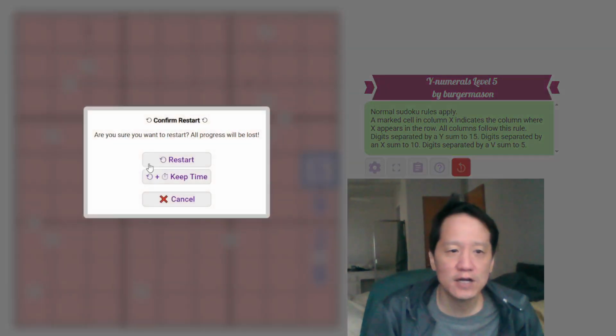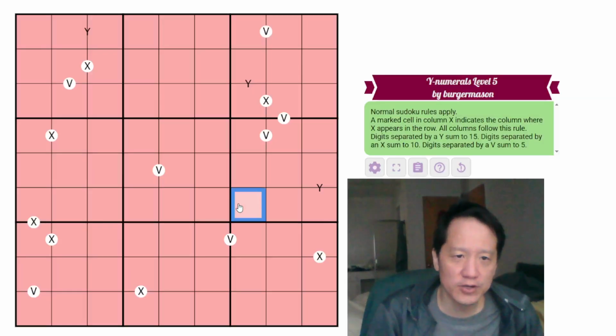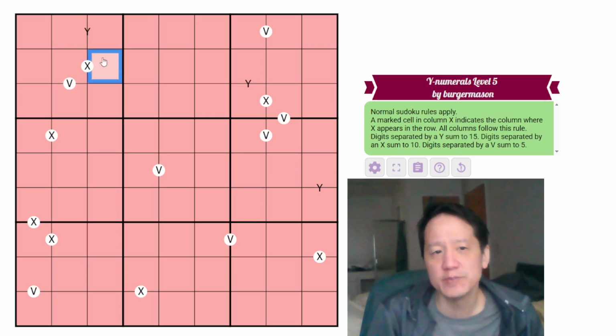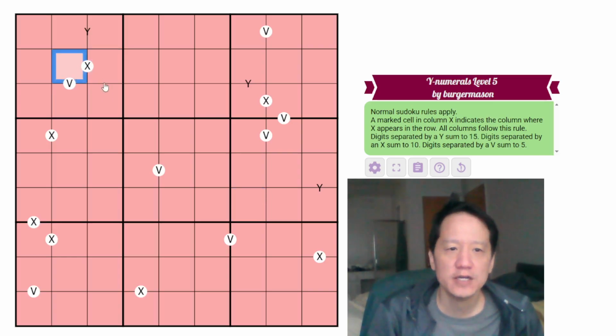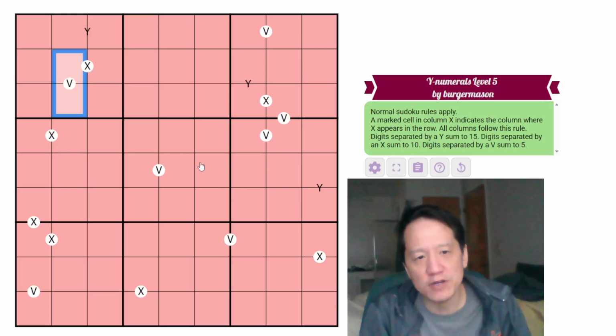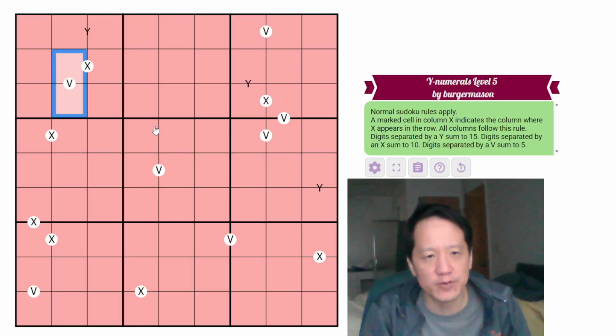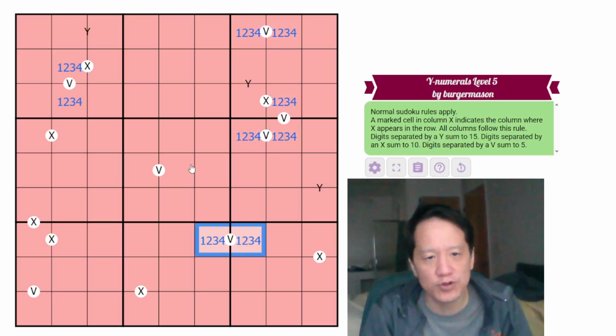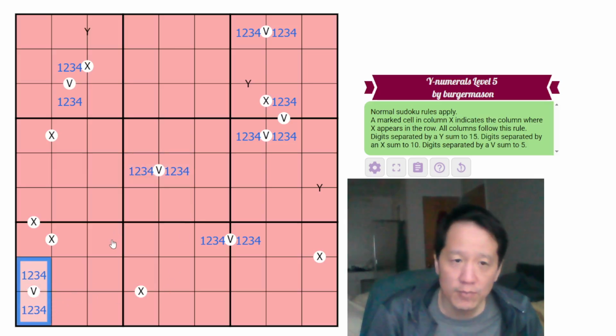So let's learn how to Sudoku. Okay, so what I like doing in typical X and V puzzles is mark which ones have to be 1 through 4 and which ones have to be 6 through 9. And we know, particularly with the V's, what the 1 through 4s have to be. So these are 1 through 4, these are 1 through 4, this is 1 through 4, 1 through 4 here, 1 through 4 here, and these are 1 through 4.